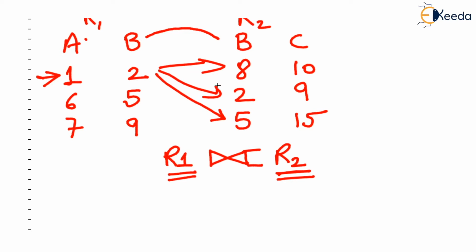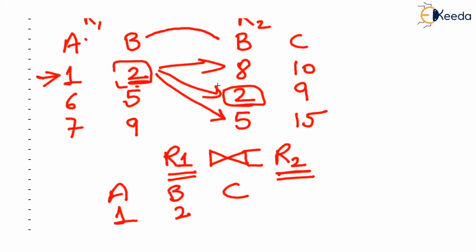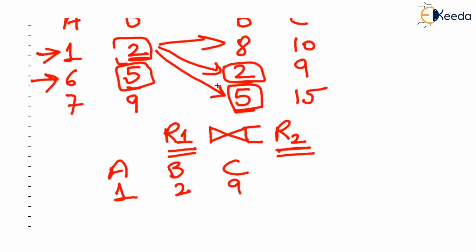And then there is a match found here of this B with this B. So what we are going to get is A, B, C. Of course, the common column will be listed only once. And we have the result as 1, 2, 9. What about the second row? The second row has 6, 5. And this 5 under B of R1 has a match found over here. So obviously in the result, we will have 6, 5, and 15.